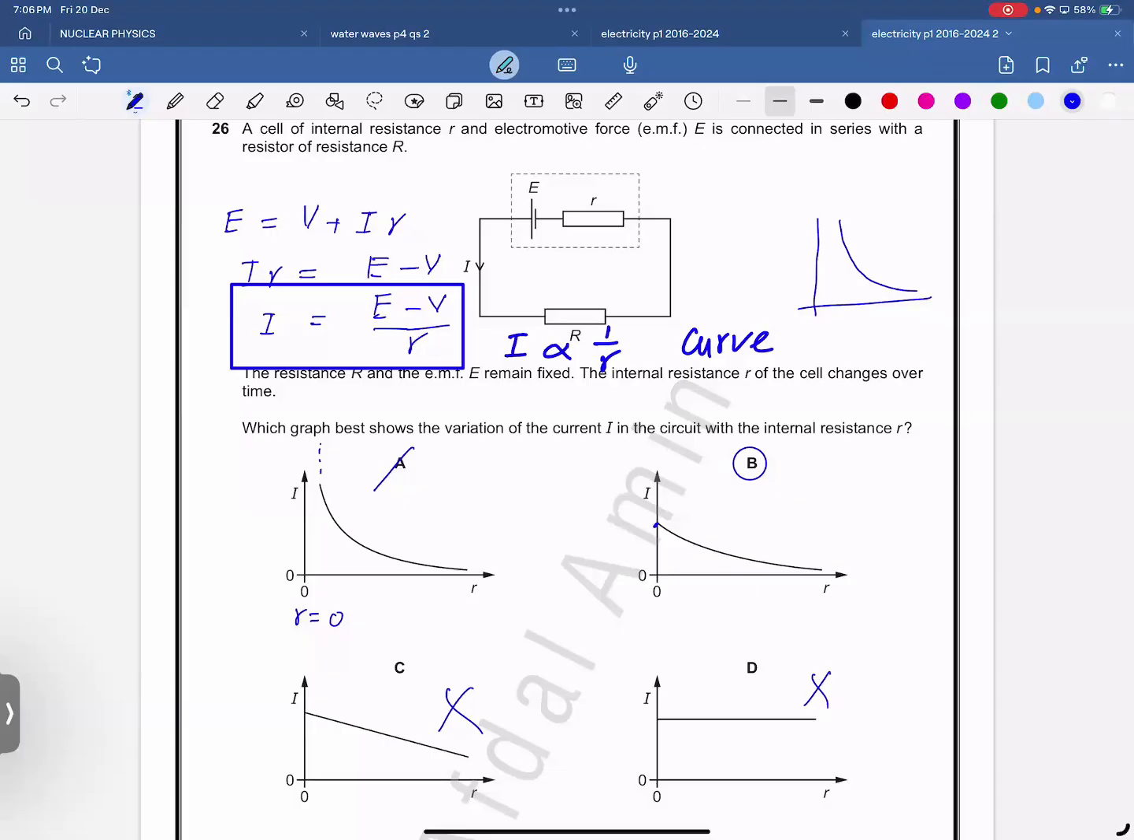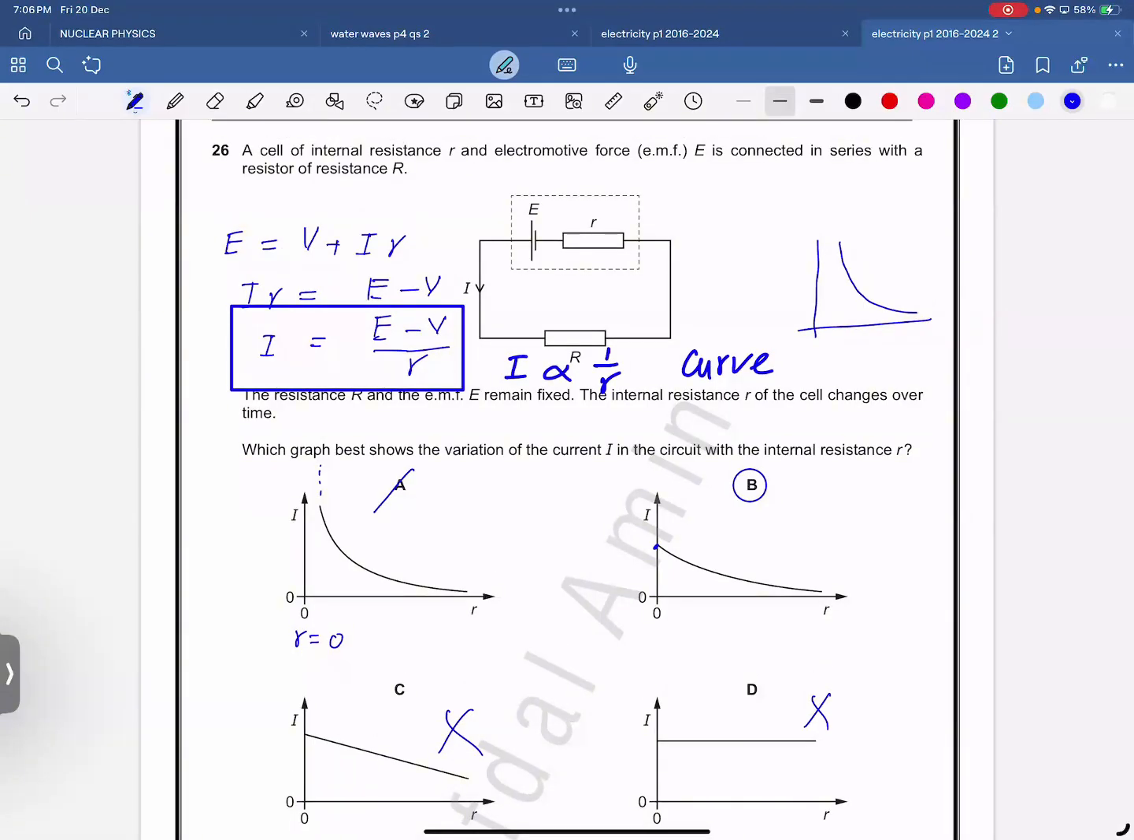Now you have options A and B. Both seem right. A says when resistance is 0, current will be infinite. No, my dear, if there is internal resistance 0, the current will be a number, which is a maximum value. Question number 27.